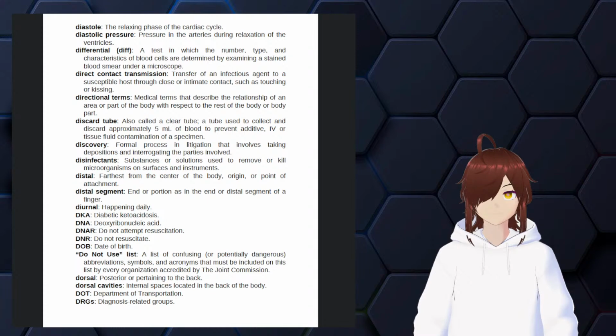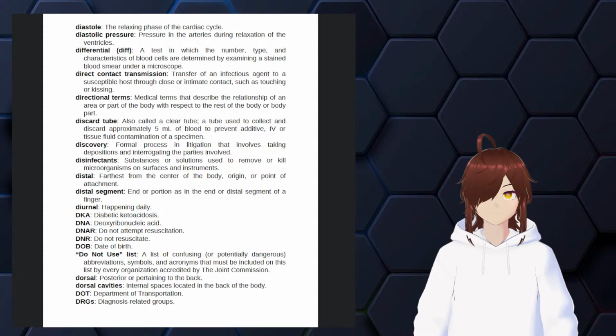Discard tube, also called a clear tube, a tube used to collect and discard approximately 5 milliliters of blood to avoid an additive, IV, or tissue fluid contamination of a specimen. Discovery, formal process in litigation that involves taking depositions and interrogating the parties involved. Disinfectant, substances or solutions used to remove or kill microorganisms from surfaces and instruments.